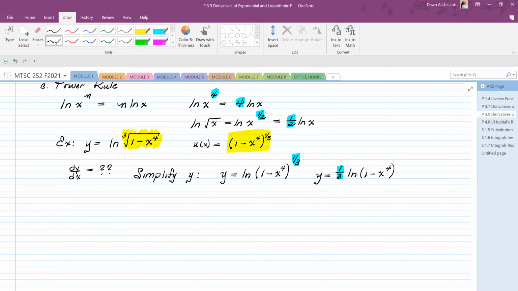So now when I go to do dy dx, the 1/3 doesn't matter because it's a coefficient. Now I have the log of 1 minus x to the 4th. So I'm going to take that 1 minus x to the 4th and put it in the basement.